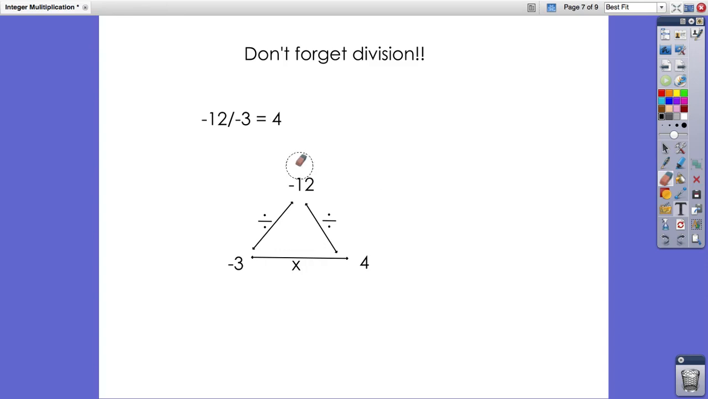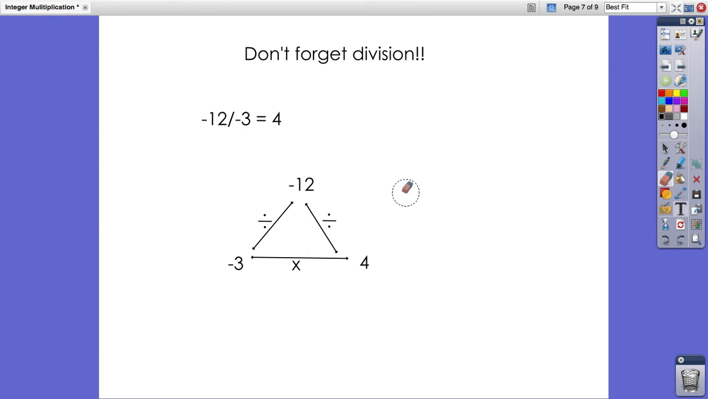One more quick example. If you have a double negative, what happens? It gets a little different, okay? So negative 12 divided by negative 3 is going to equal positive 4. And we can apply the same logic here. We know that the two numbers on the bottom of this triangle need to multiply to equal the number on the top. And because of what we've just learned in multiplication, we know that this must be a positive 4, because the only thing times negative 3 that's going to get us to negative 12 is positive 4. So it really is that simple.